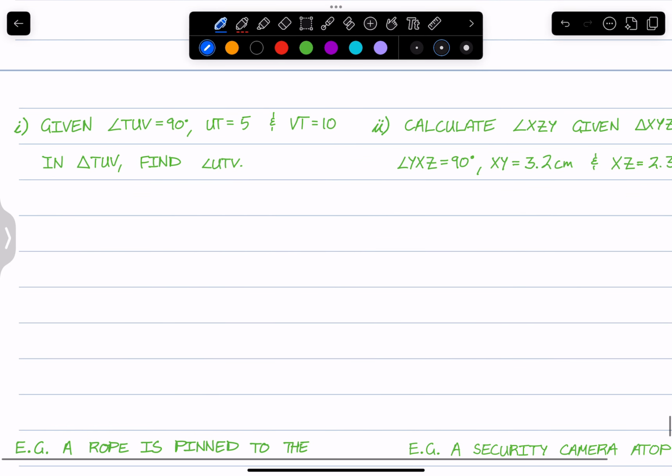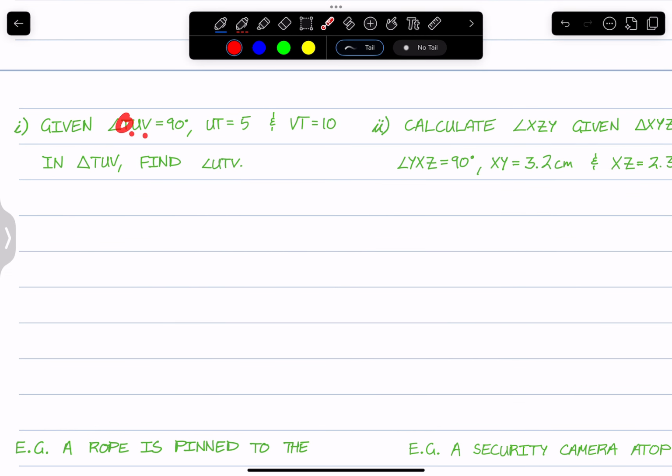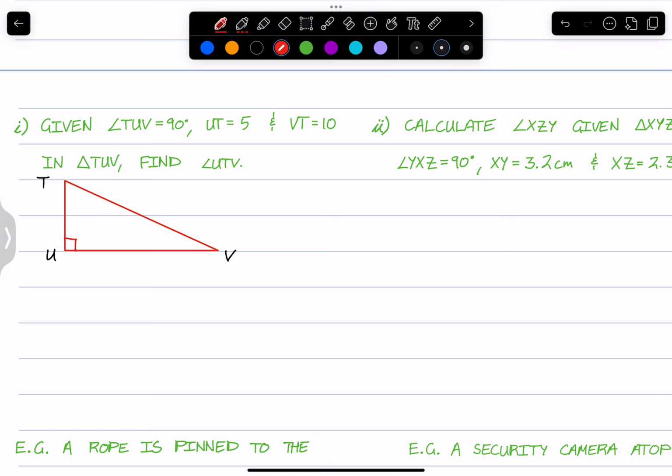We are being given that the angle TUV is 90 degrees. So we can actually draw that already. So here is TUV, is 90 degrees. That is T, that is U, that is V. And we're going to close that in because we know it's going to be a right angle triangle.